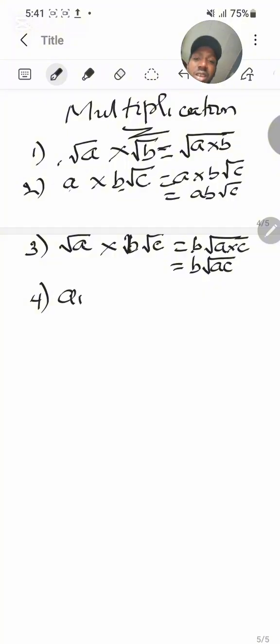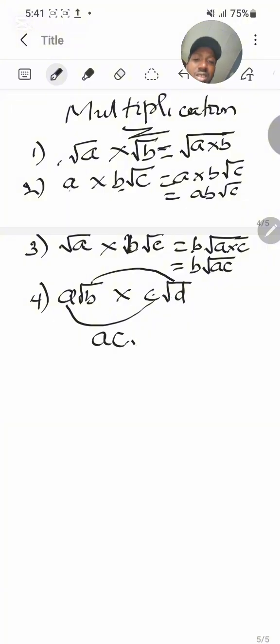So we have the fourth one. If I have A root B times C root D, A is going to multiply C, and root B is going to multiply root D. So that's A times C, that is AC. Square root of B times D is root BD. So these four laws, I've compressed them, are going to guide us anytime we have a question related to multiplication of surds. Yeah, so let me just quickly look for an example on this. Let's take one example on multiplication of surds.